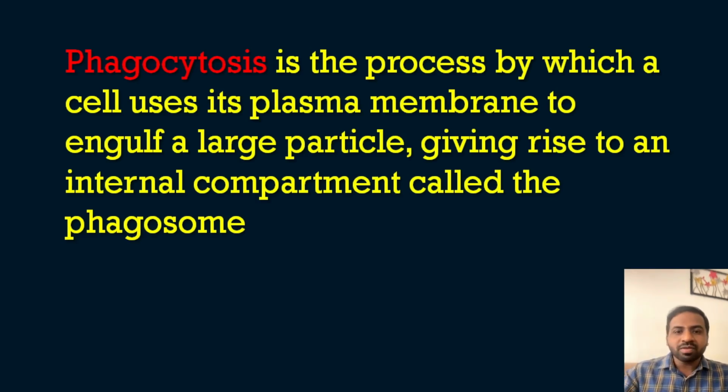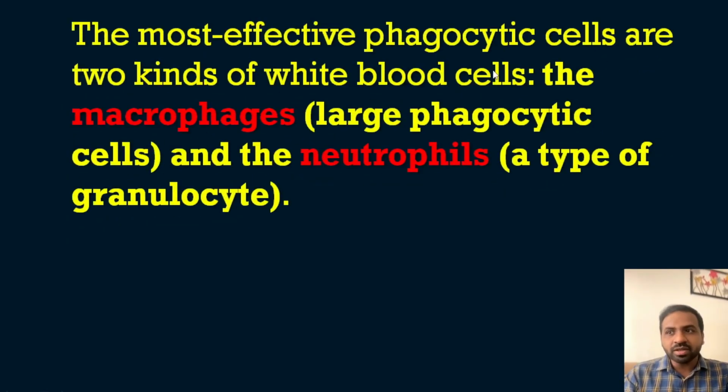Then which cells are involved in phagocytosis? That was the question we have asked. The most effective phagocytic cells are two kinds of white blood cells. So there are two kinds of white blood cells mainly involved in the phagocytic activity, and they are the macrophages and the neutrophils. So in the question we have given the option neutrophils, so neutrophils is the correct answer for the question.